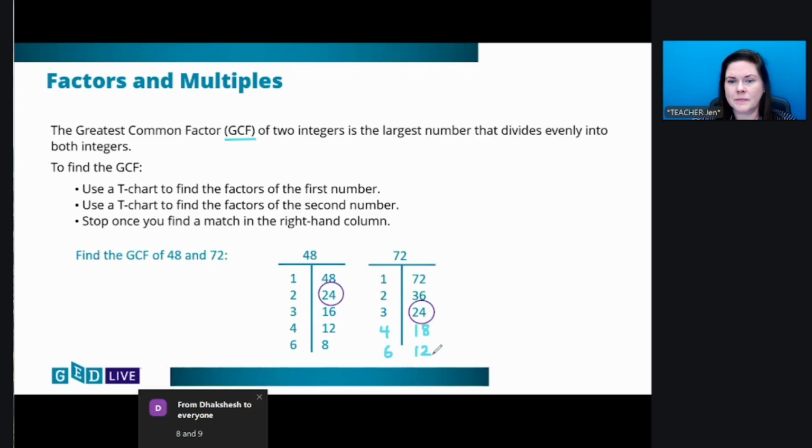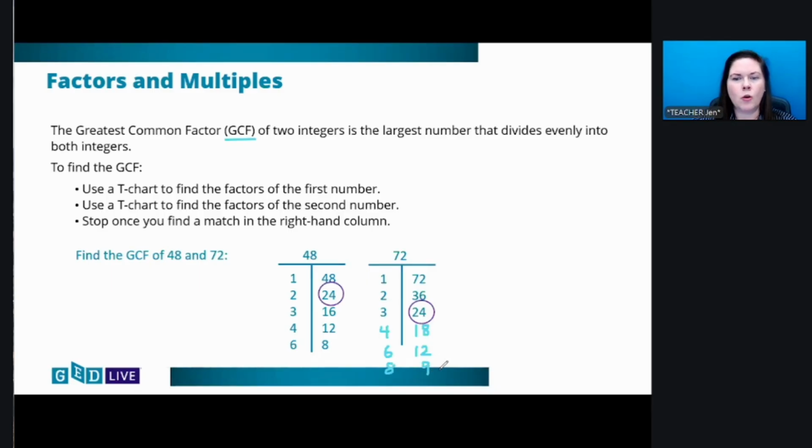Okay. Now, I like to write the whole T out like this. Oh, 8 and 9, right? Oh my gosh, I almost forgot. Thanks, Takesh. 8 and 9. Now, I like to write the whole thing out so I can be sure that I can zero in on the greatest common factor. So notice 24 is circled on the left and 24 is circled on the right. That's the biggest number that these two T-charts have in common. I mean, it's true that 72 is a bigger number, don't get me wrong, but the T-chart on the left doesn't have 72.